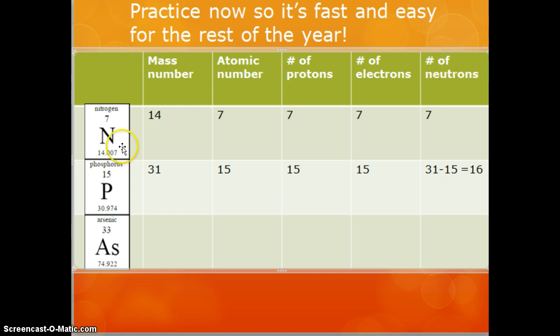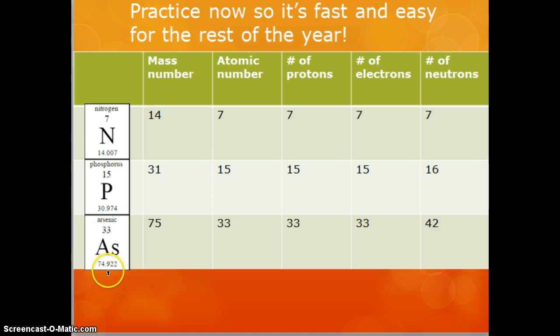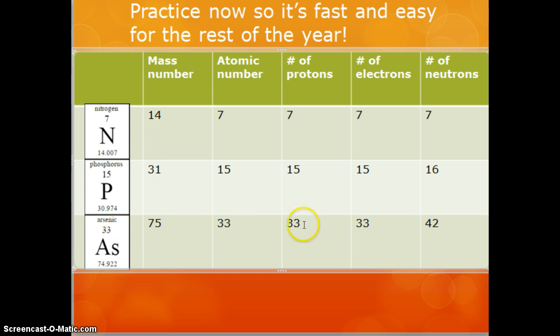It means number of. All right, so let's look at our answers for arsenic. And the mass was 74.9, so it rounds up to 75. The atomic number is 33, which tells me I have 33 protons. Starts out the same number of electrons, which is 33. And then to get my number of neutrons, I take my total mass minus the number of protons, gives me the leftover mass, which is also my number of neutrons.